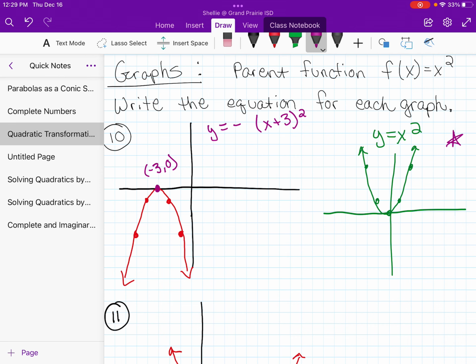Now I just need to see if there is a stretch or compress. Now notice in the parent function, from the vertex to the next point, we go over and up 1. So for here, I want to see if that same thing happens. So if I can go over and down 1, and that does. So there's no vertical stretch or compress. This is the equation that matches this function. And you can always graph that in Desmos and double check it.